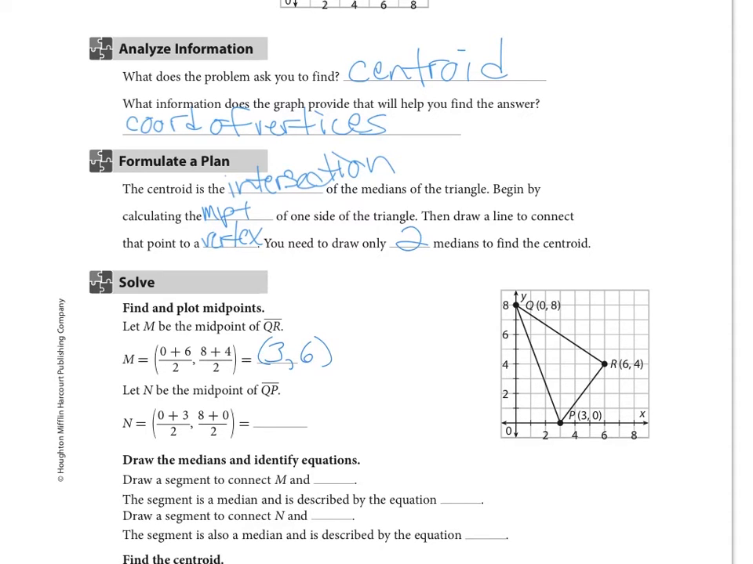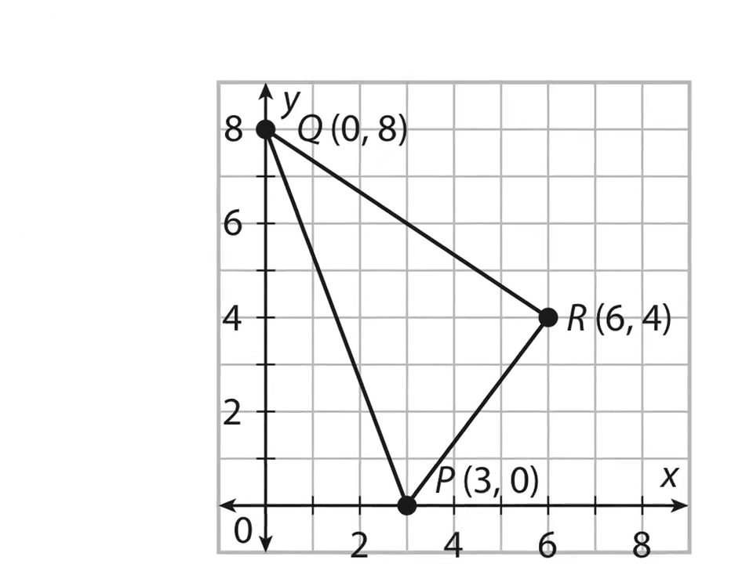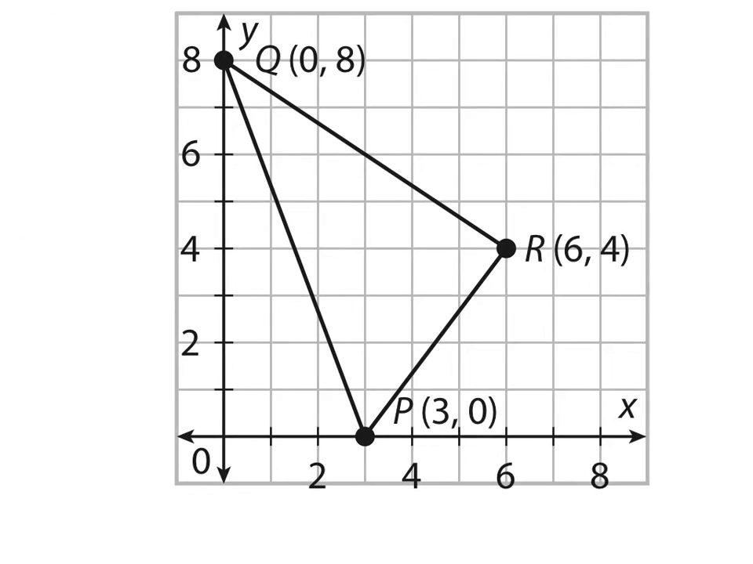So let's plot the point (3, 6), and I'm going to zoom in a little bit on this diagram so that we can do that nicely. And so (3, 6) is here, and that is the midpoint M. And if we want to connect that across the triangle to the point opposite it, that is going to be this line right here. So MP is one of our medians.